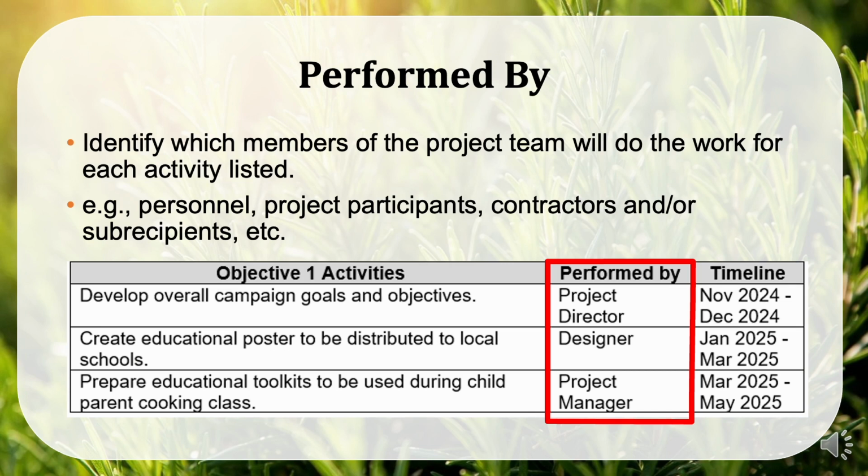The Performed By column of the table is where projects will identify which members of the team will be doing the work for each activity listed. Examples of those who should be included are personnel, project participants, contractors, and/or subrecipients. Please make sure that each individual performing the task is listed by their title rather than their name, as illustrated in the example. If multiple individuals have the same title, distinguish them by using a number after their title, such as Project Director 1, Project Director 2.